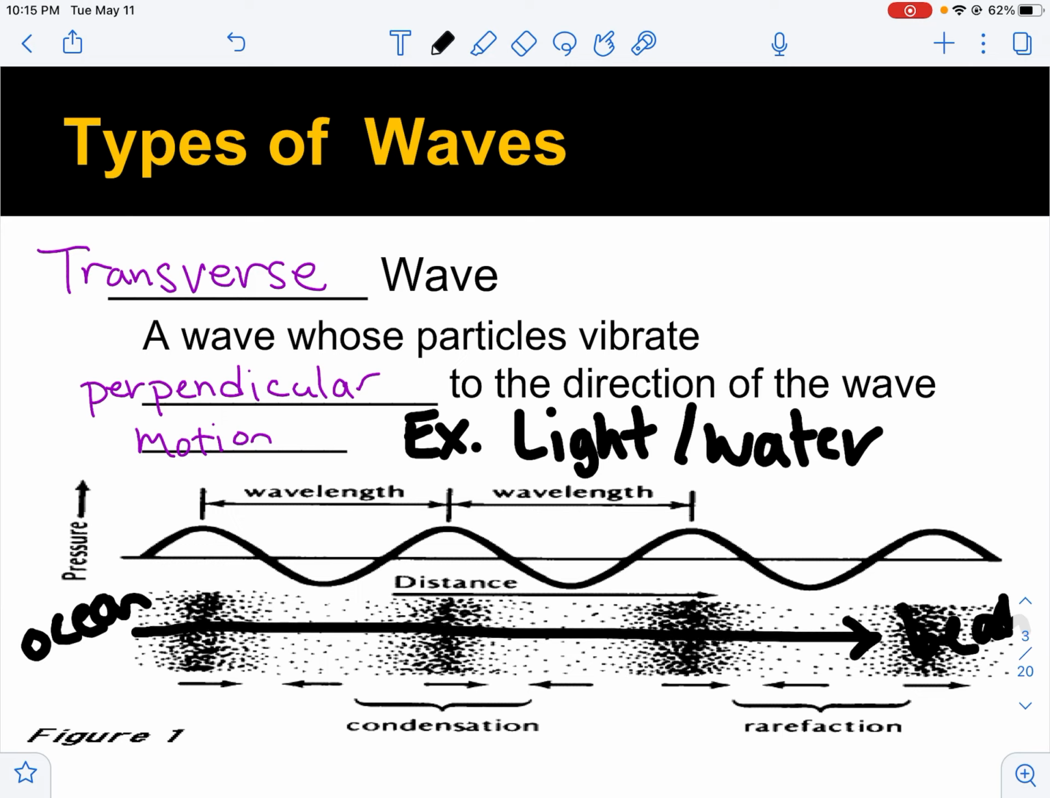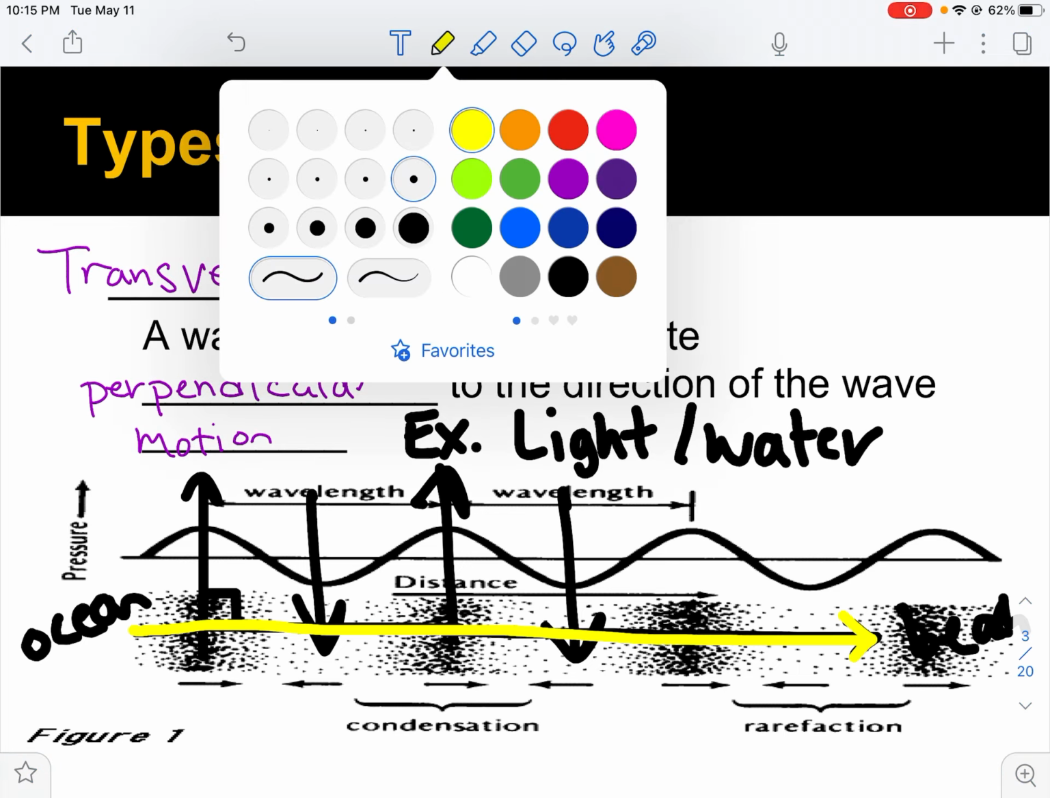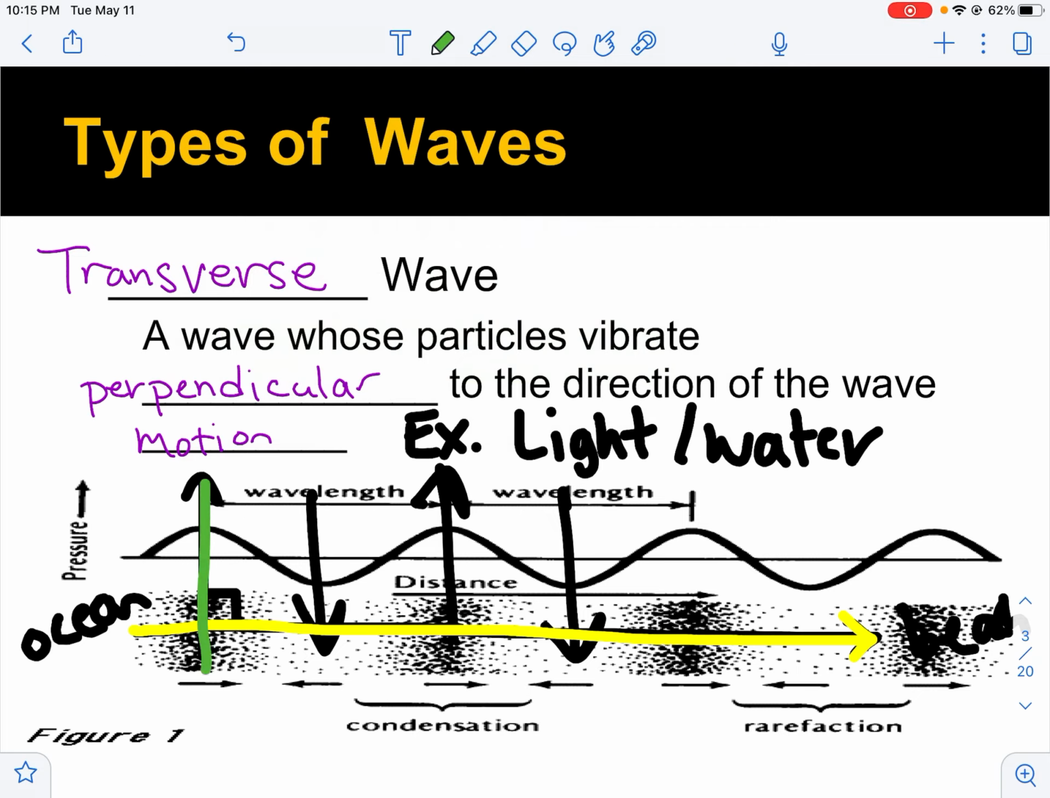They're traveling from the ocean to the beach, and as the waves travel, you can actually see the waves going up and down, and up and down. So you can see that wave there, right? And you can see that wave going up and down, up and down. That is perpendicular or at a right angle to the way that the wave is traveling. So the wave is traveling along the yellow line, but the particles are vibrating up and down or side to side. See? Up and down, side to side.